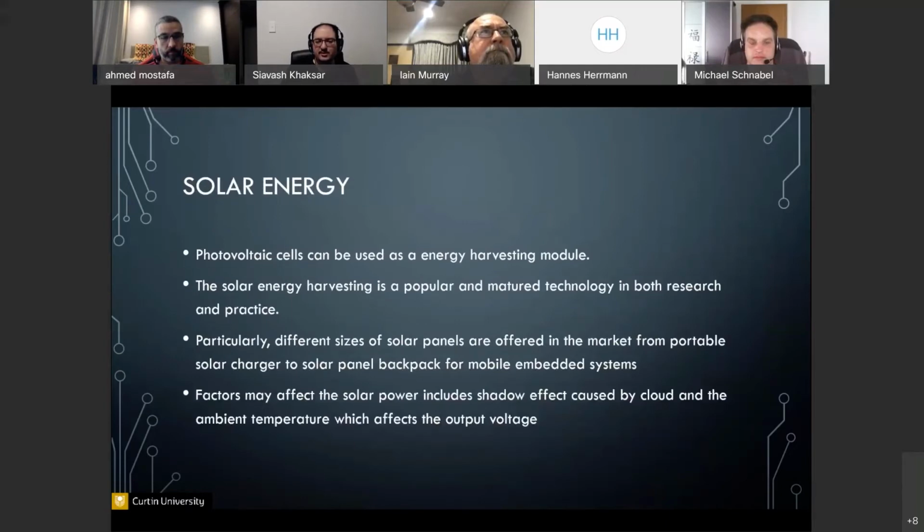So with solar energy, we're starting to see a lot more of them here in Australia, with solar panels of all these different shapes and sizes on people's rooftops. There are many things that can affect solar power, such as how much shadow affects the amount of power you're getting from these solar panels, and depending on the size, how much power they're actually able to provide.